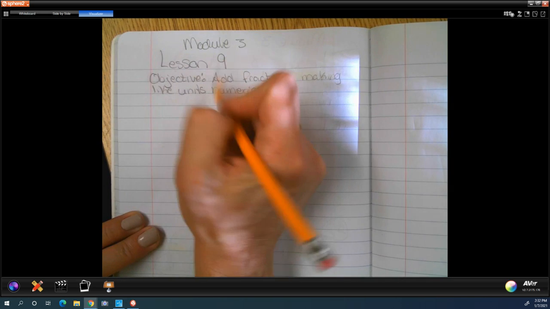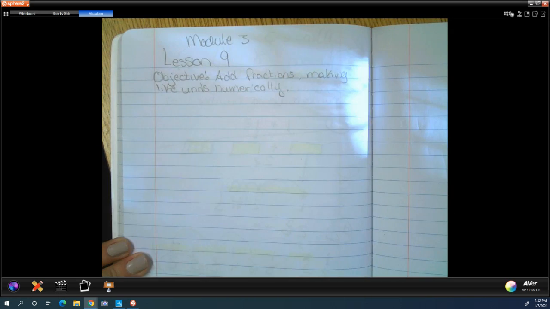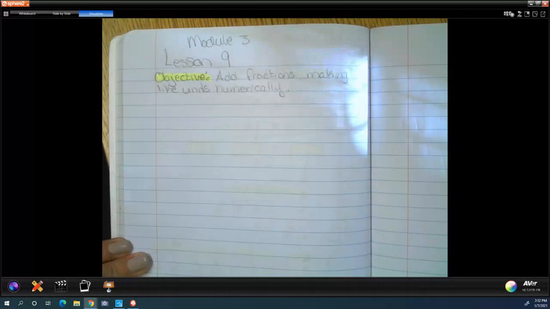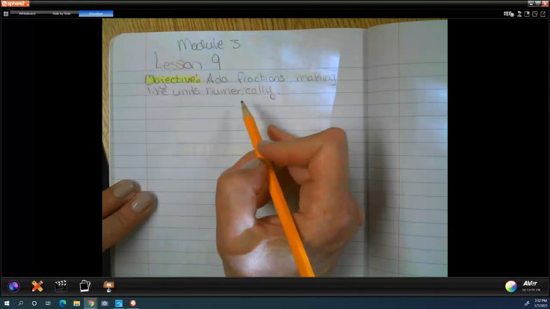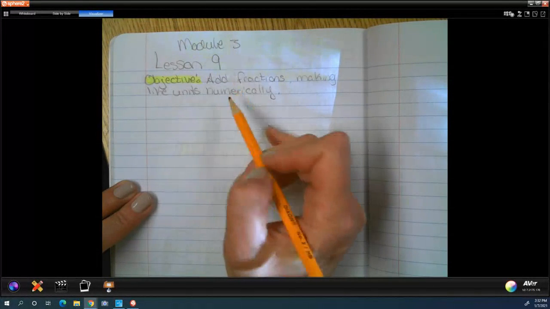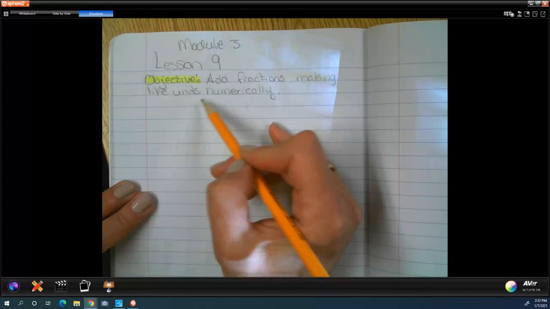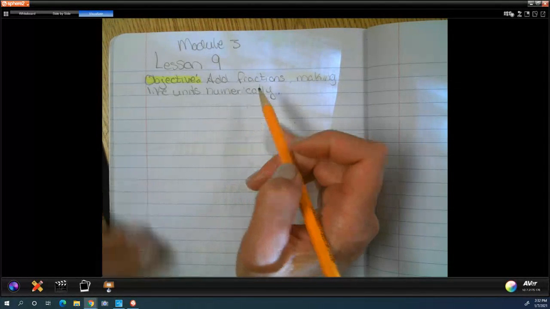Okay, hey, we're on to lesson 9. And you know what? Lesson nine's objective means that today is going to feel like a success. Today's going to feel like a win because the objective for lesson 9 in module 3 is to add fractions, making like units numerically. Now, the funny thing for us is we've already been doing that.